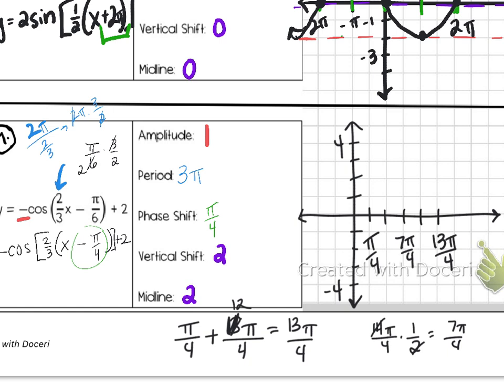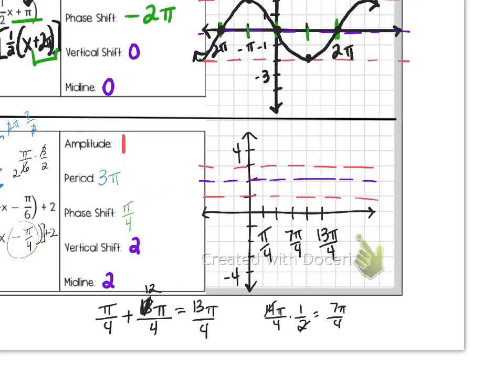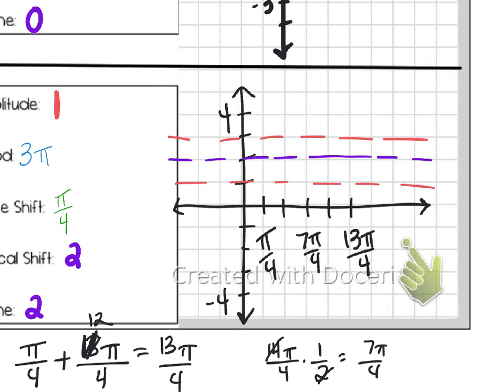Okay, let's get drawing. Midline is at 2. Amplitude is 1, so we'll go 1 up and 1 down from 2. And then we can graph our 5 critical points. This is negative cosine. So typically cosine starts high, but because it's negative, it's going to start low on our first critical point. Low, mid, high, mid, low, and continuing on both sides. So there is our graph of that.